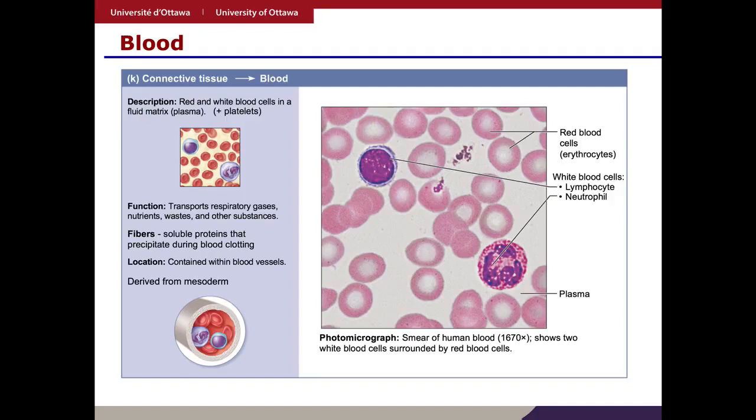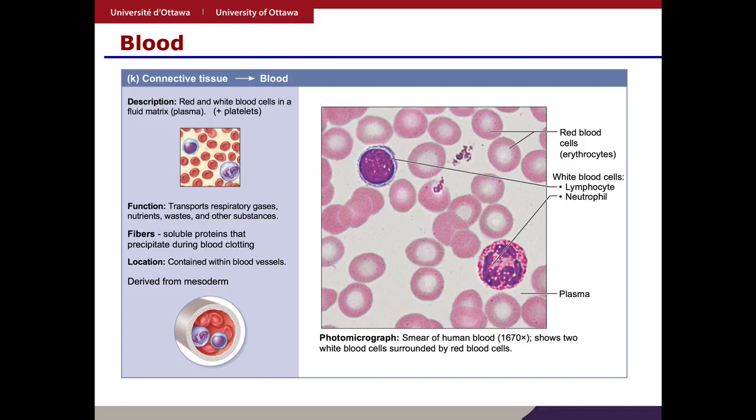The last and most atypical type of connective tissue is blood. Blood does not support or connect things. Rather, it functions as an internal transportation system for cells, nutrients, wastes, respiratory gases, and many other substances. Blood is classified as connective tissue because it is derived from mesenchyme and has all the components, cells, matrix, and fibers that other more familiar connective tissues have.